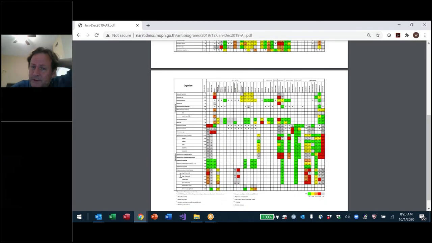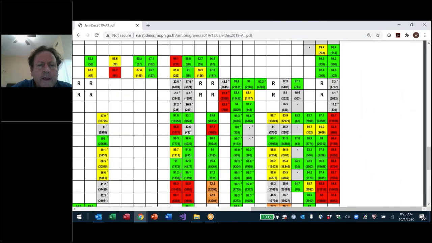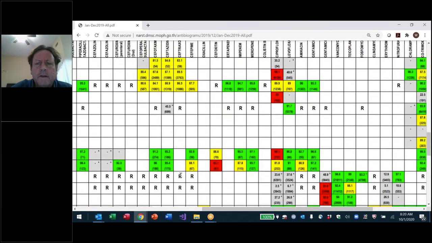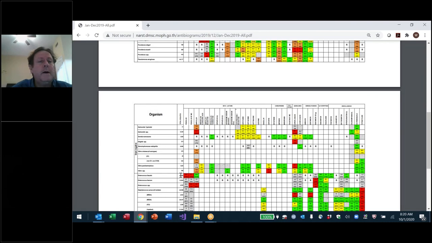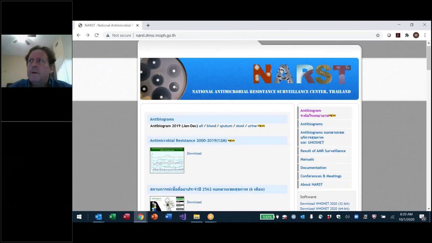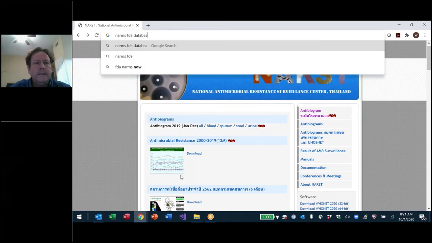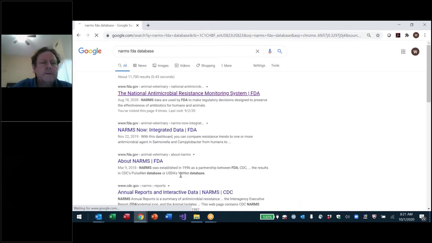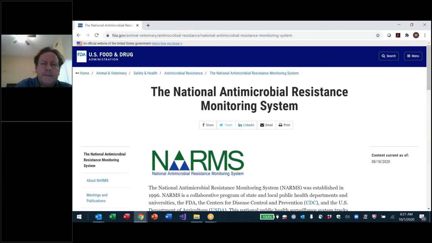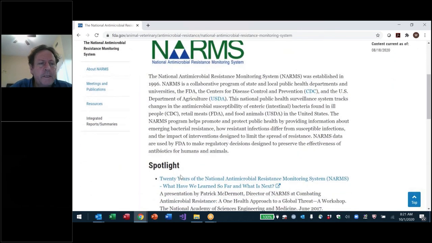Green means it's a good drug, yellow means it's a medium drug, red is a bad drug. I think gray means intrinsic resistance, meaning it would never work. There are a lot in Europe. I'm going to show you the one from the United States, the NARMS FDA database. It's a collaboration between the US CDC, the US Department of Agriculture, and the FDA, the Food and Drug Administration, for human, food and animal isolates.